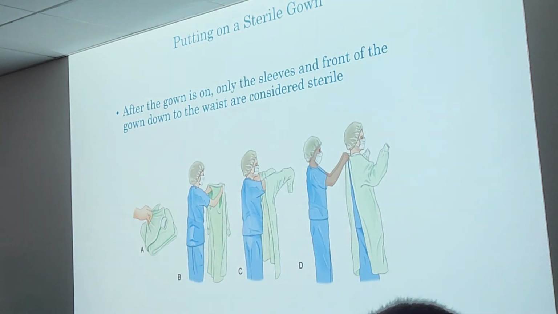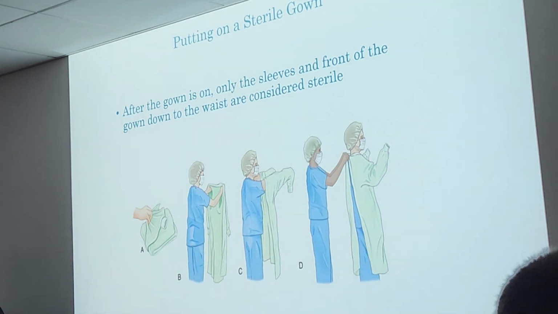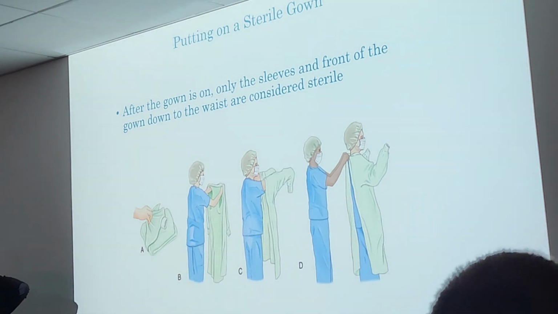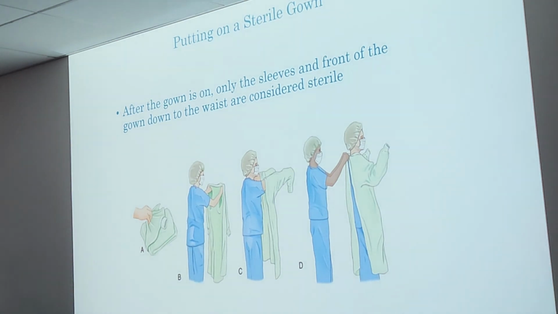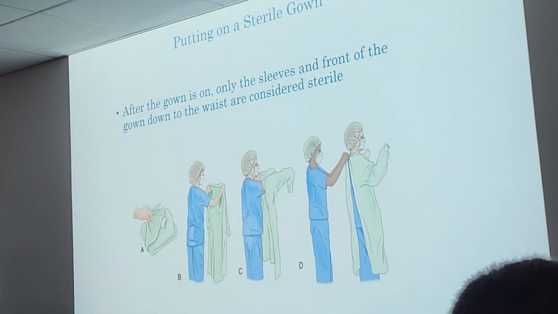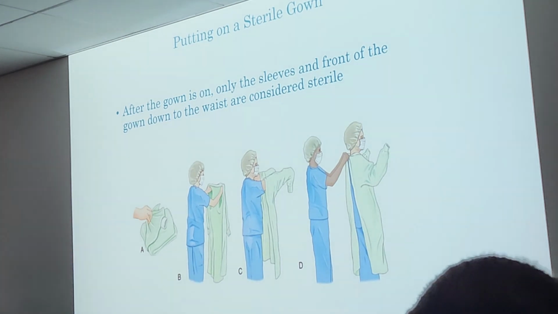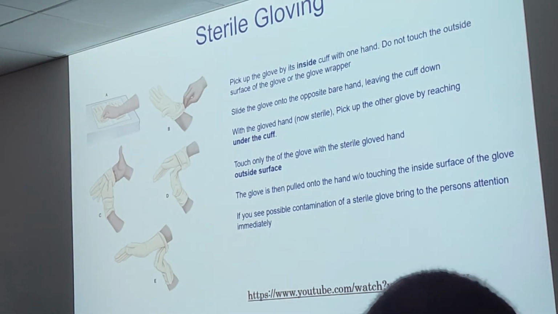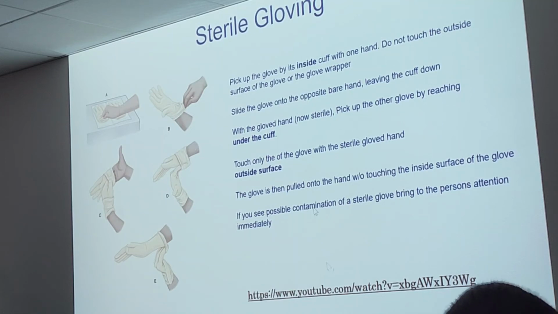Alright, so just like I said, the scrub tech is going to put on their gown once they're in the OR. They're going to grab it from the inside, put on both sleeves, and then somebody is going to tie their tie at the back. And then, of course, everything from the waist up is considered sterile, therefore their hands are not allowed to go past their waist. Sterile gloving, alright. So, I think once I let you guys watch the video, I'll go over the steps.